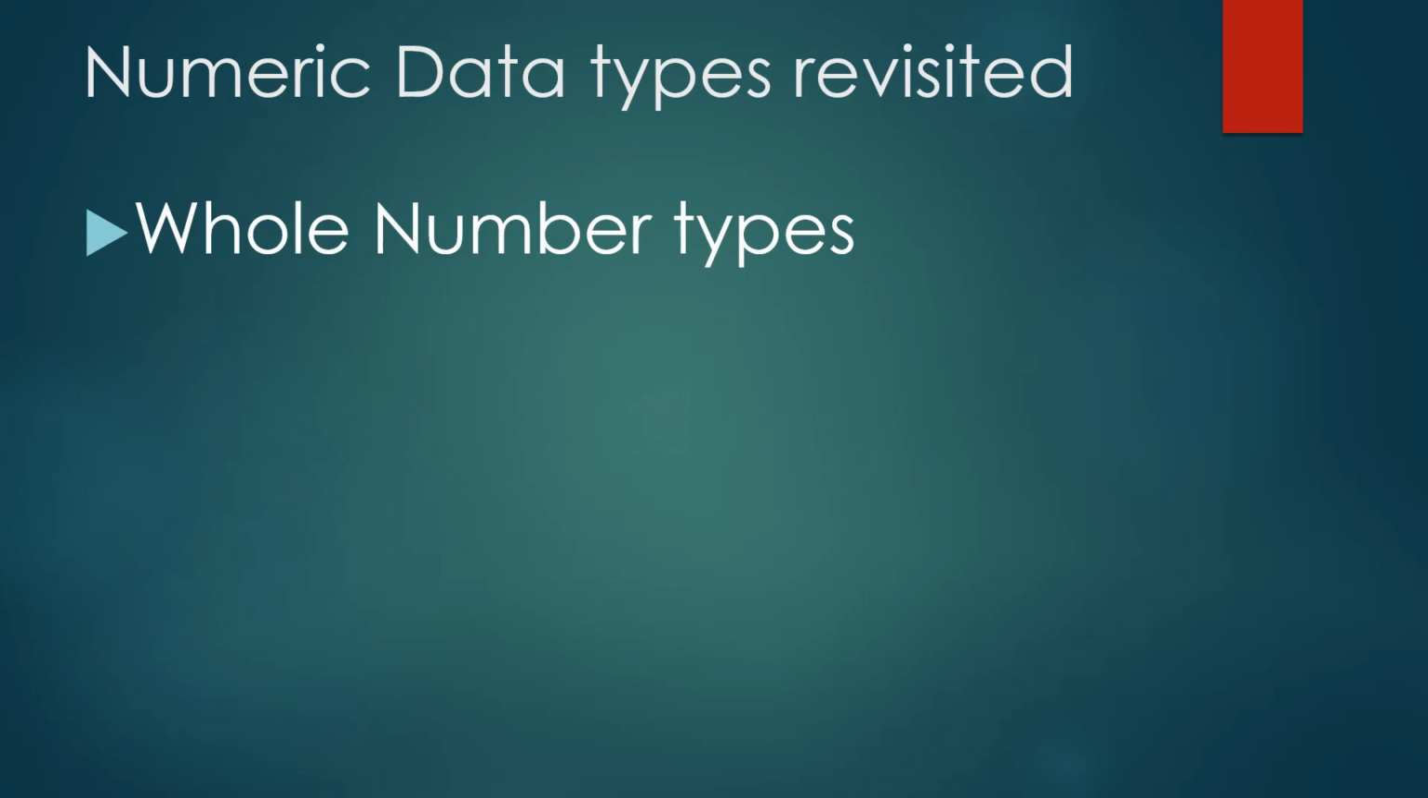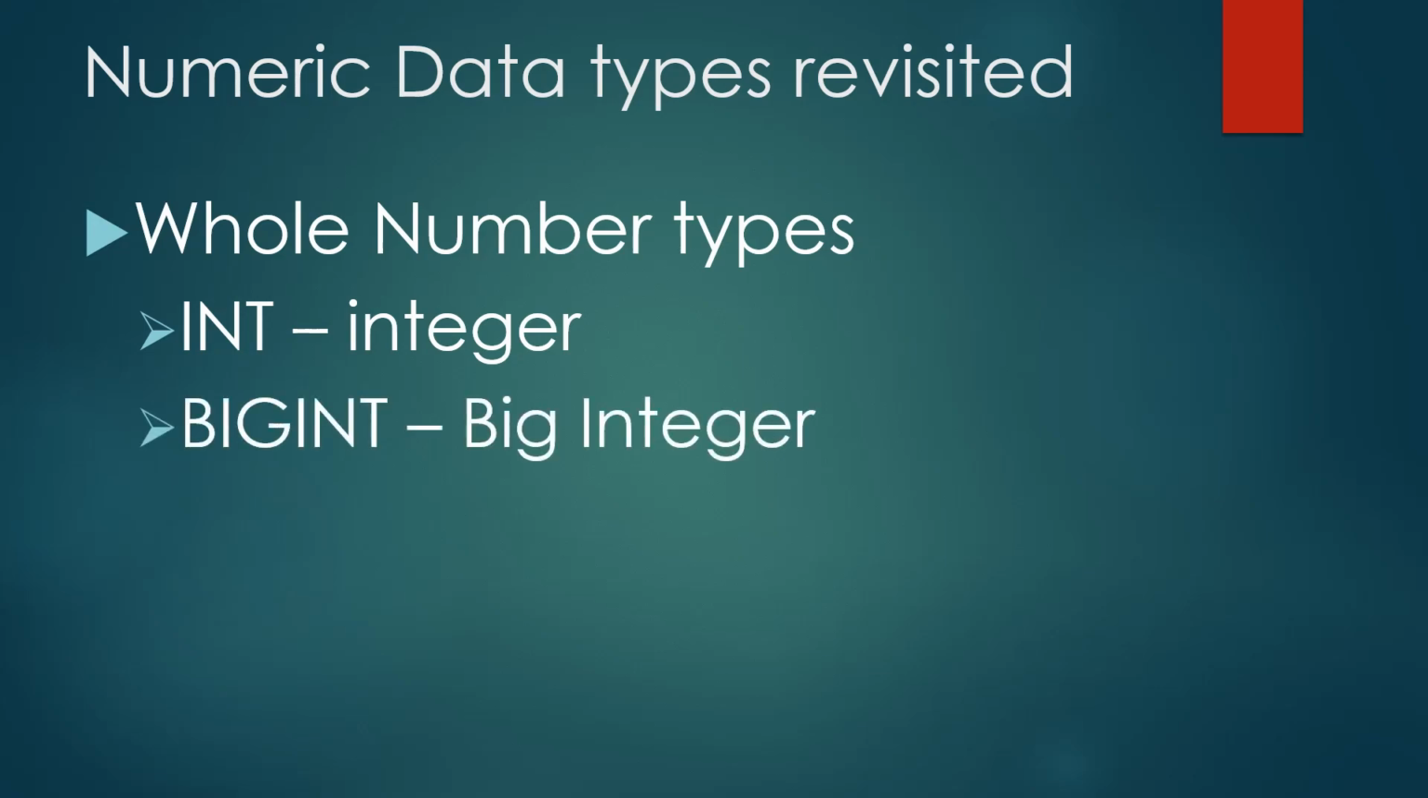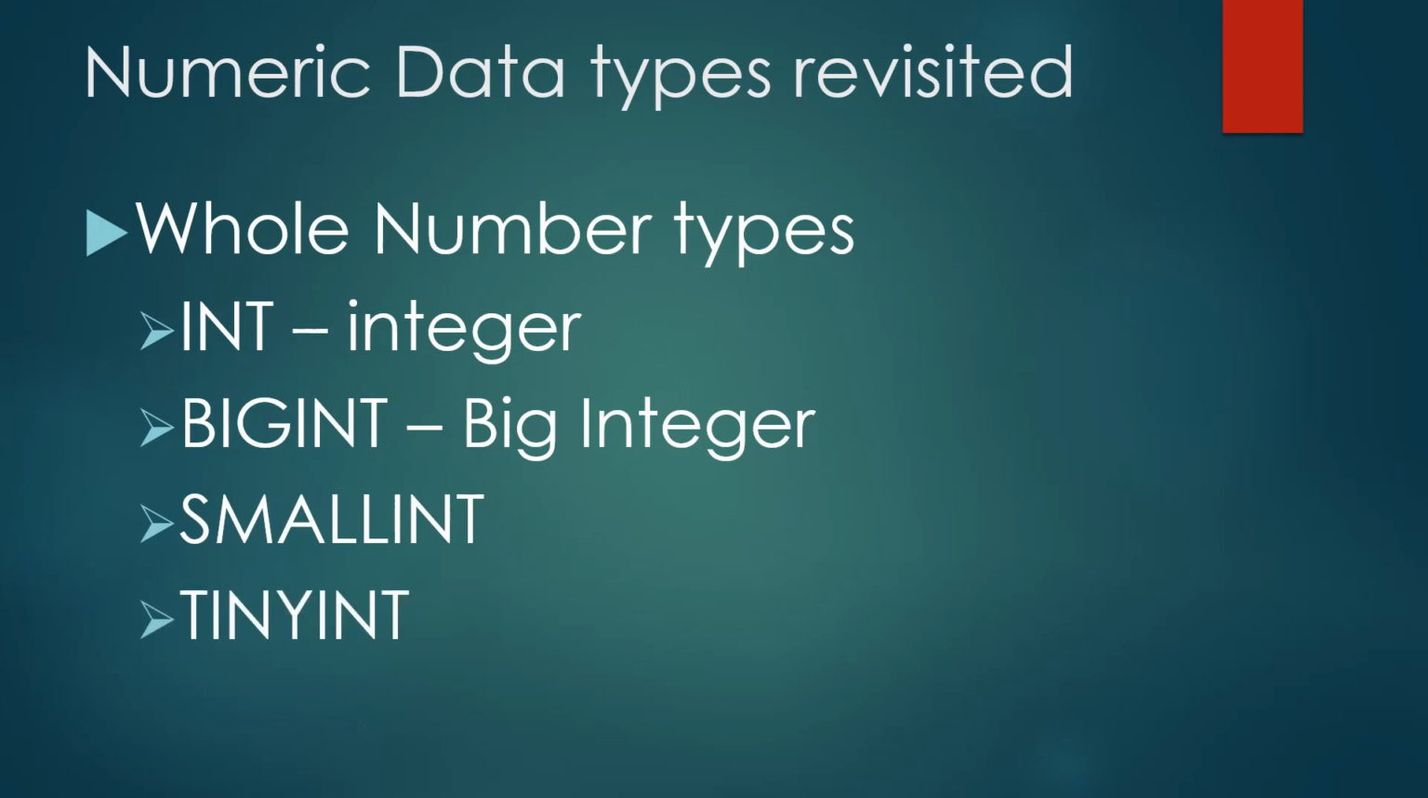So let's look at the whole number data types. Most commonly is int, the integer. Big int, same as int, it's just got a wider range. Small int, and there's even a tiny int. In practice, I've only ever seen or worked with ints and big ints, mostly ints.